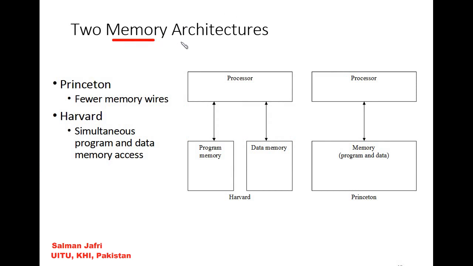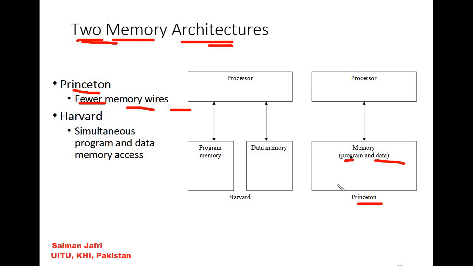Now, talking from the memory point of view or the hardware point of view, we have got two memory architectures. The first one is the Princeton, and Princeton requires fewer memory wires, because in the Princeton architecture the program memory and data memory are together. They are not differentiated. So the same memory could store the program, and the same memory could store the data, and the same single bus would be used to access both program and data. So because of this single bus, the architecture of the system is very easy and simple.